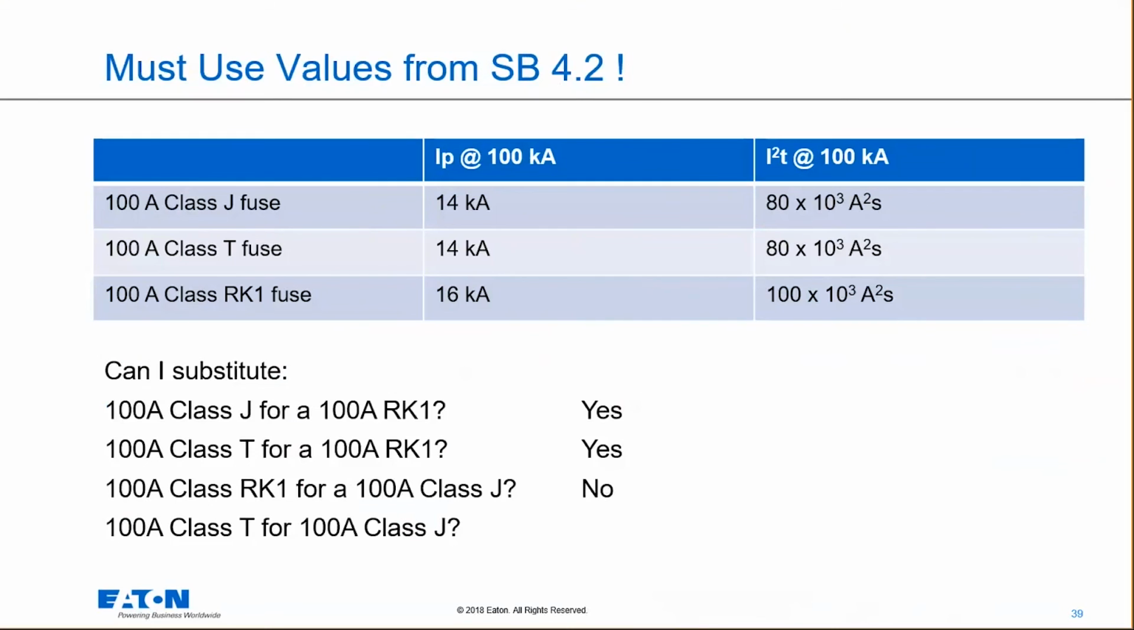The last example: can I replace a Class J with a Class T? In this case, if I look at it, yep, they have the same ratings by SB 4.2. They have the same let through. They have the same I squared T. So once again, I can substitute a Class T for a Class J and vice versa, because in this particular case, they have the same exact ratings. So they can be substituted to build your panel and to meet that rating for that component. Any questions so far?